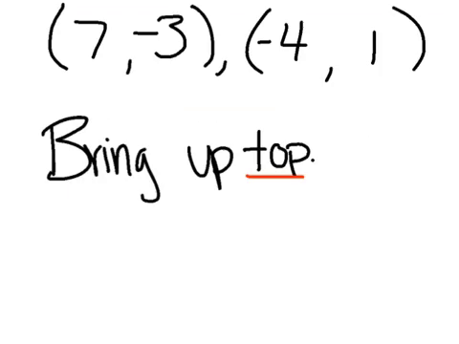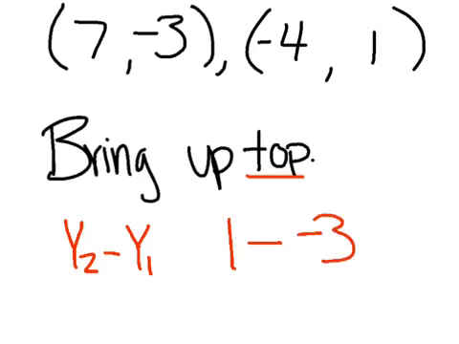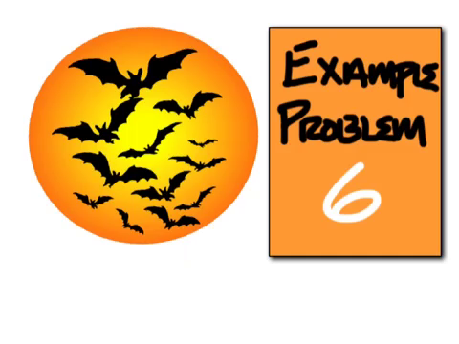Okay, walk by alert. Bring up the top part of our formula for these 2 points. The top part of our formula is y2 minus y1. What's our y2? 1. What's our y1? -3. Should be 1 minus -3.